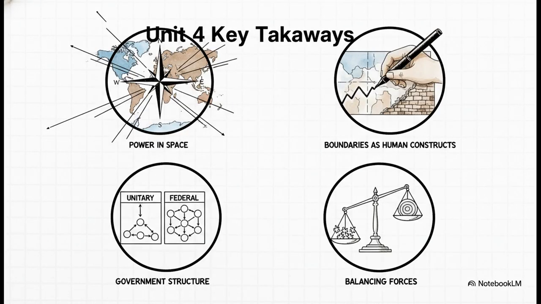Here are the absolute key takeaways for Unit 4. 1. Political geography is simply the study of how power is organized in space. 2. Borders aren't natural, they're human inventions that define who's in charge and are a constant source of conflict. 3. The way a government is structured, unitary or federal, has a massive impact on its stability. And 4. The survival of any state is a constant, delicate balancing act between unity and division.